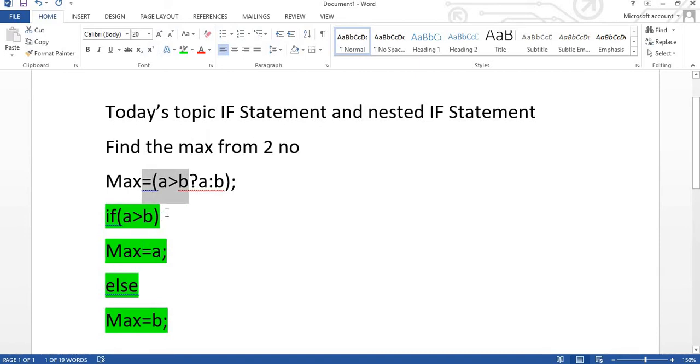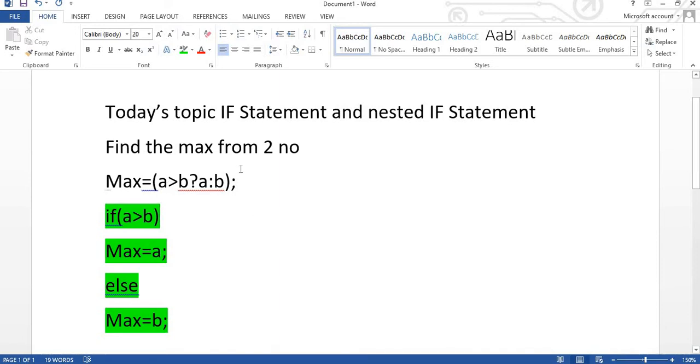So you get two types of questions in your exam. One is to convert this statement to this statement, or sometimes you get this statement and have to write this statement. Got 2 marks. Means ternary operator to if statement or if to ternary operator. There are 2 options present in your exam. Now one more thing I am showing you.